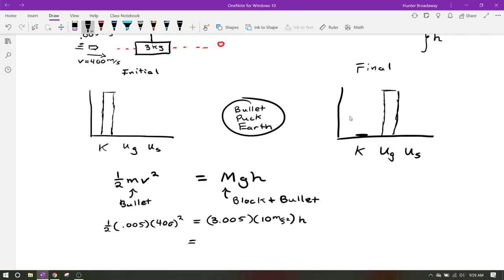So, calculator time. Good news is 3.005 times 10 is just 30.05. Half of 0.005 really doesn't help me out too much. I could cut this in half, but I'm just going to wait for you guys to calculate it out for me. 1/2 times 0.005 times 400 squared. Really? Oh, okay. Oops. I didn't mean to do that, but it comes out to be 400 on the dot. You'd think that I planned it, but I did not. So then the height is just going to be 400 divided by 30.05. And that's your height, which is going to be in meters.